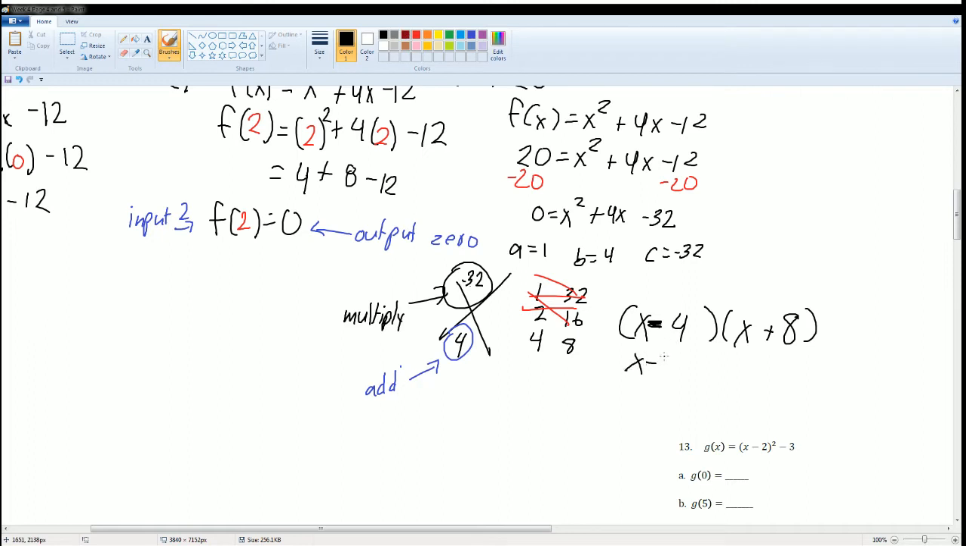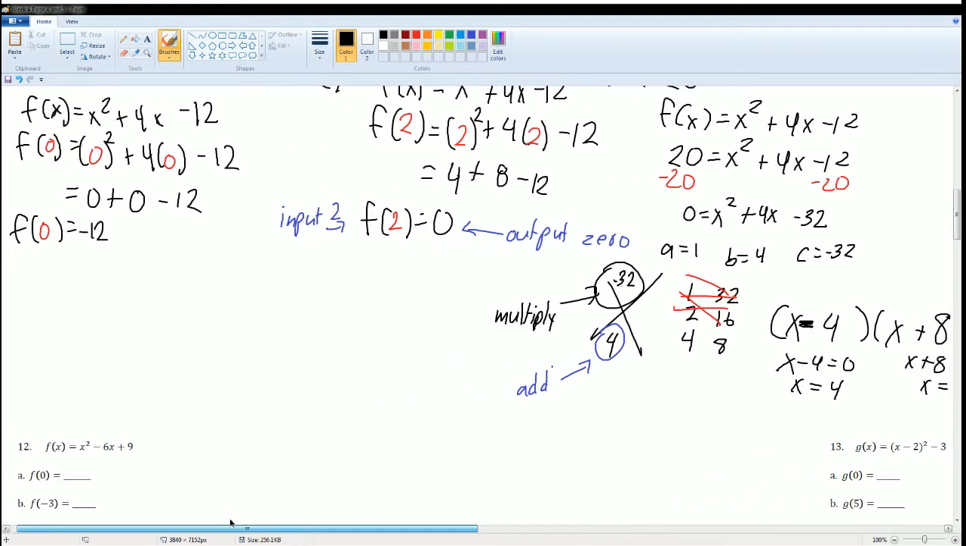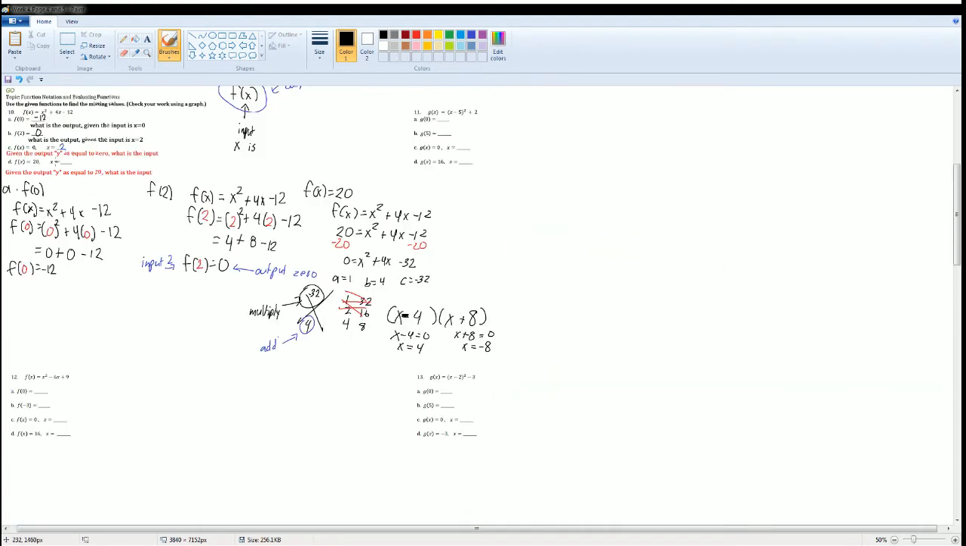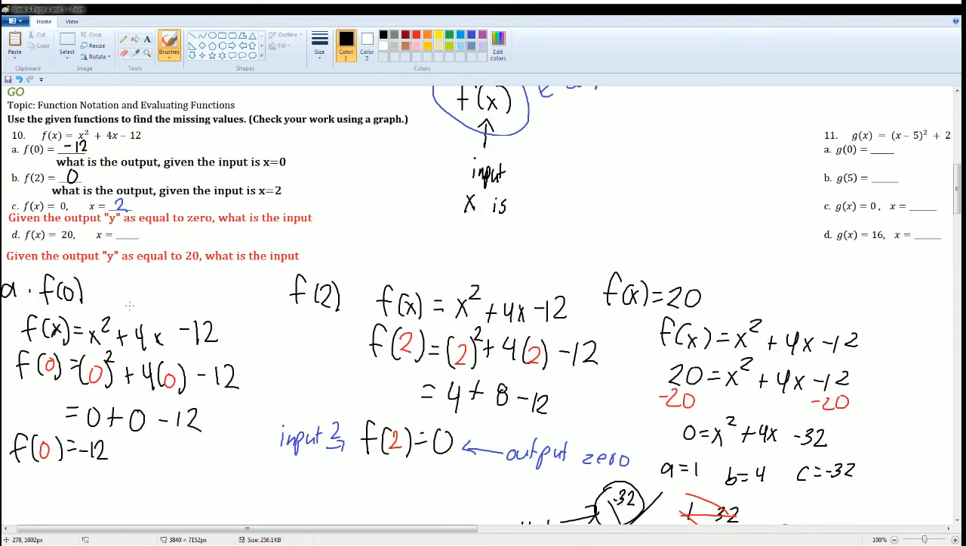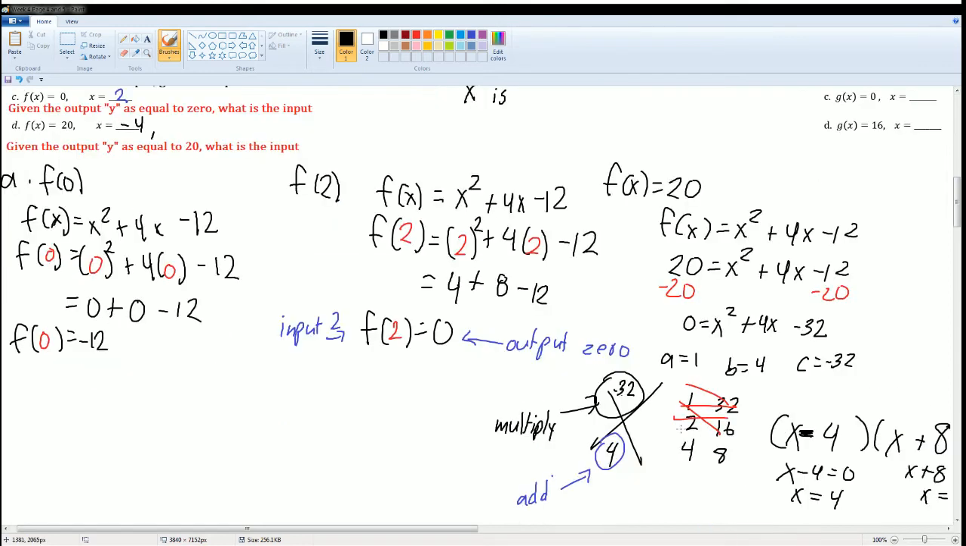So your solutions here are x minus 4 equals 0, that is when x is equal to 4. Here, x plus 8 equals 0, that is when x equals negative 8. So your answer here for this one is 4 and negative 8. X is equal to positive 4 and negative 8.